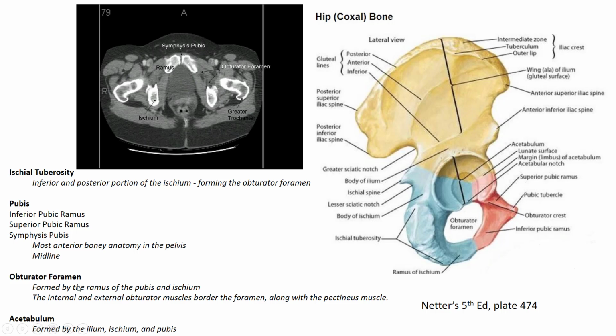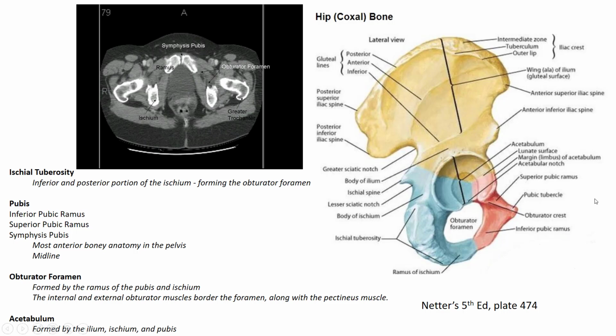And we said that the obturator foramen is formed by the ramus of the pubis and the ischium, and the internal and external obturator muscles here border the foramen, and then the pectineus muscle as well. And we'll go over those in a little bit more detail later.